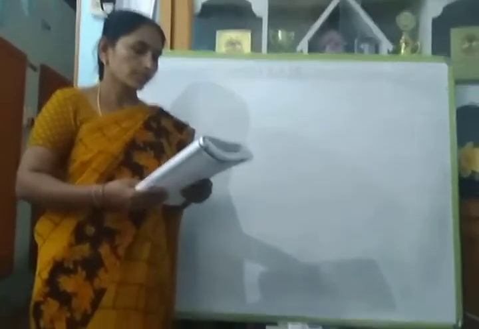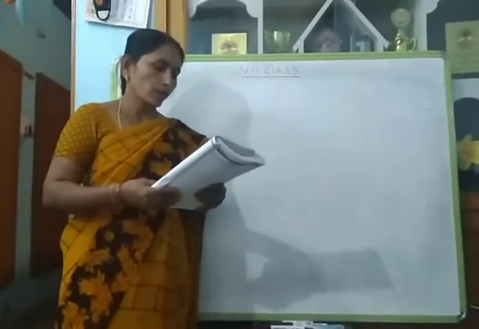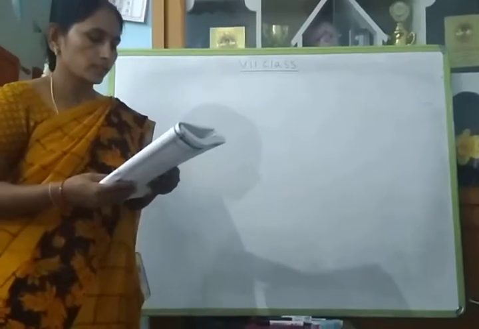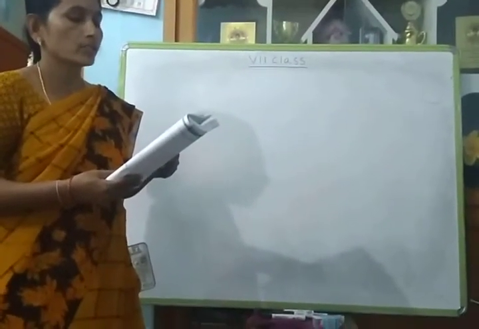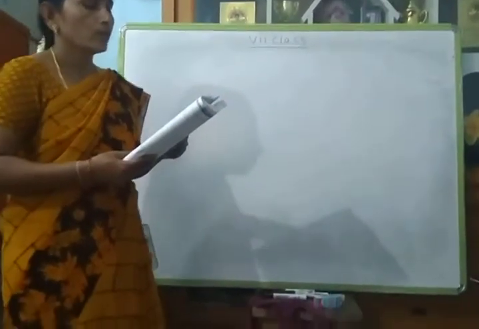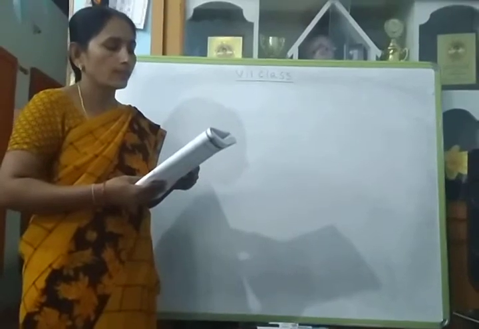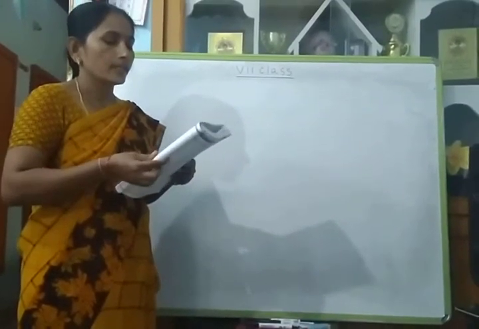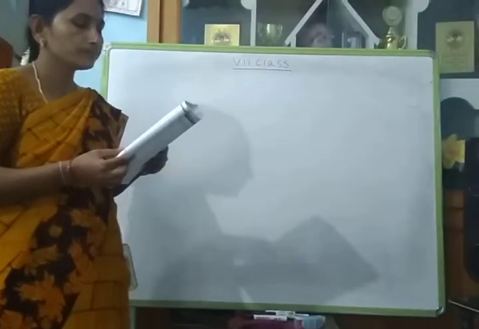Before going to today's class, just check your homework problems 24, 25, 26, 27. For the 24th problem, see Nana: which of the following rational numbers is positive? Option A, 13 by 19. Here both are positive, so option A is correct. And C, both negative. So A and C are correct.